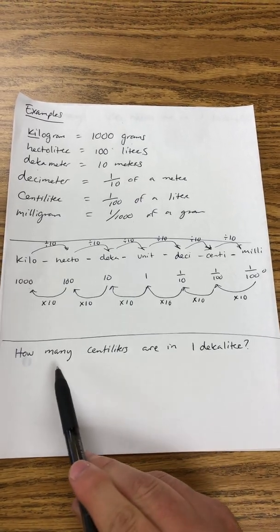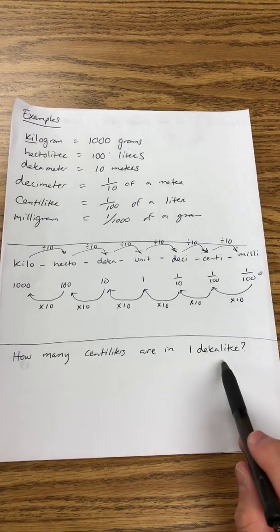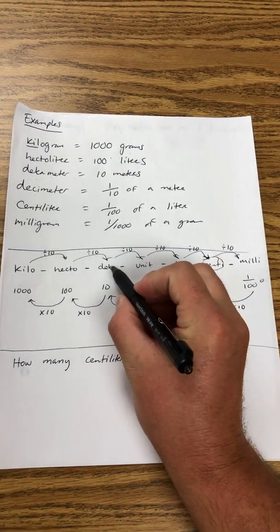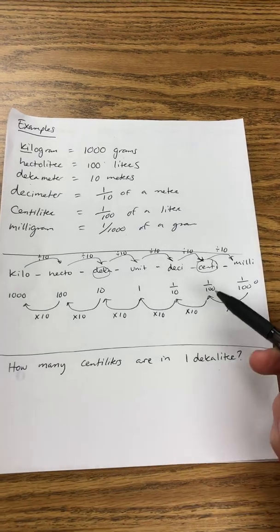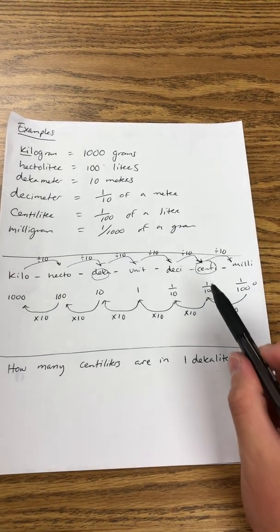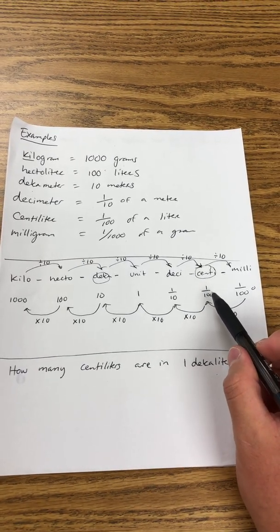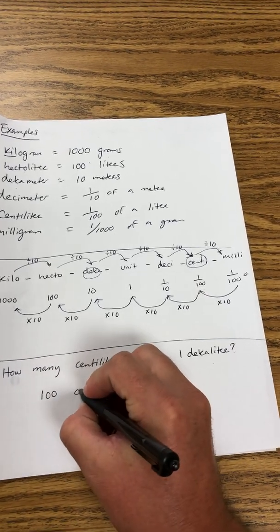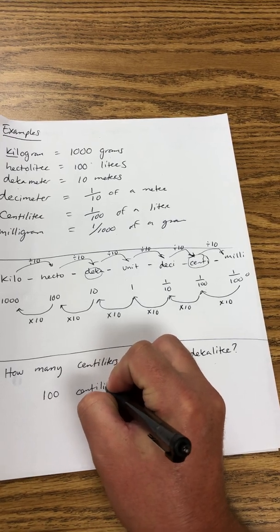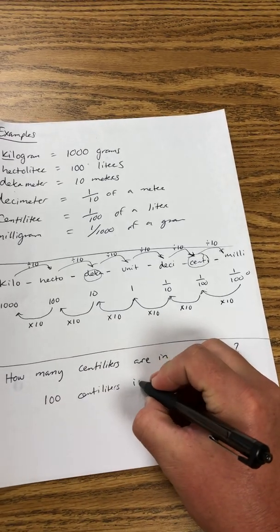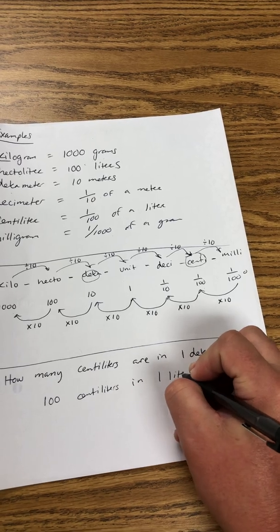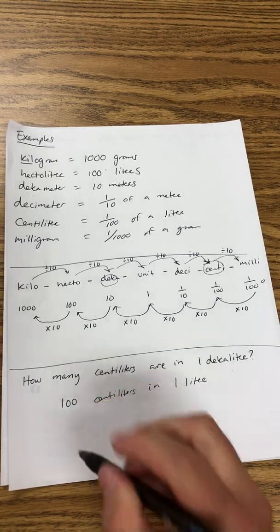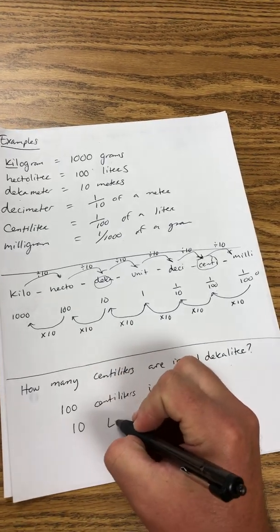So if I want to say how many centiliters are in 1 deciliter, I'm going to first find where centiliters are, and then I'm going to find where deciliters are, and I'm going to find a way to get there. The first thing I can do is convert to liters. I could say there's 100 centiliters in 1 liter. That gives me a little bit to work with because I know that there are 10 liters in a deciliter.